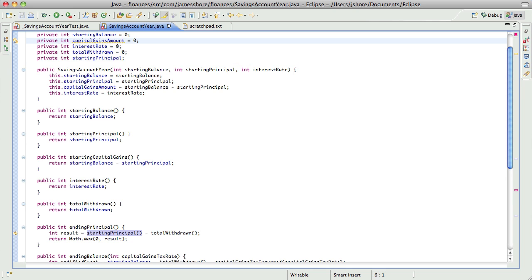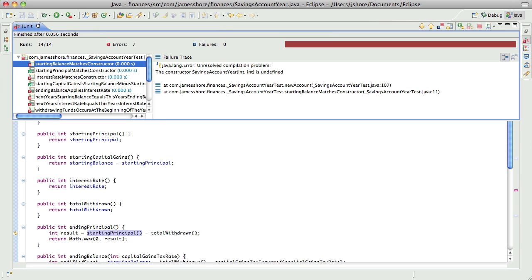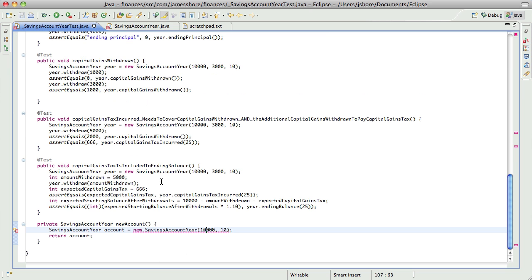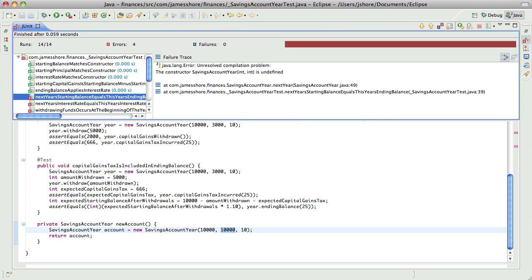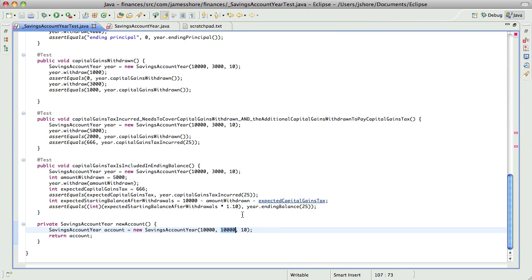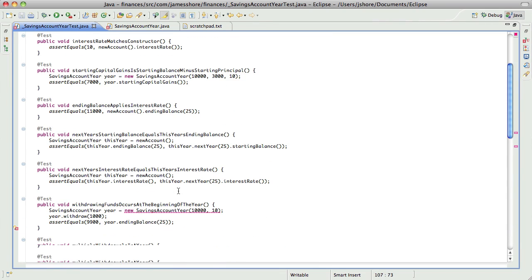Let's get rid of that. Now we don't need this. Well, we'll come back to that. That's going to cause our test to fail because so many of them use that old one. But we're just going to say that by default, we have $10,000 of balance, $10,000 of principal, and that should work. Except we still have some compiler errors.